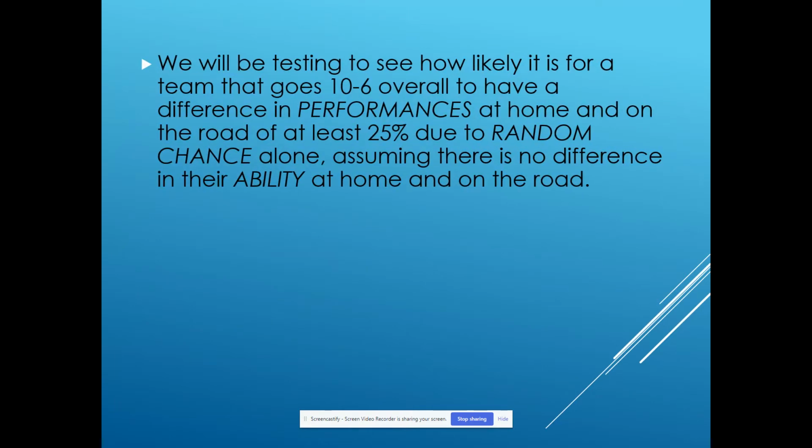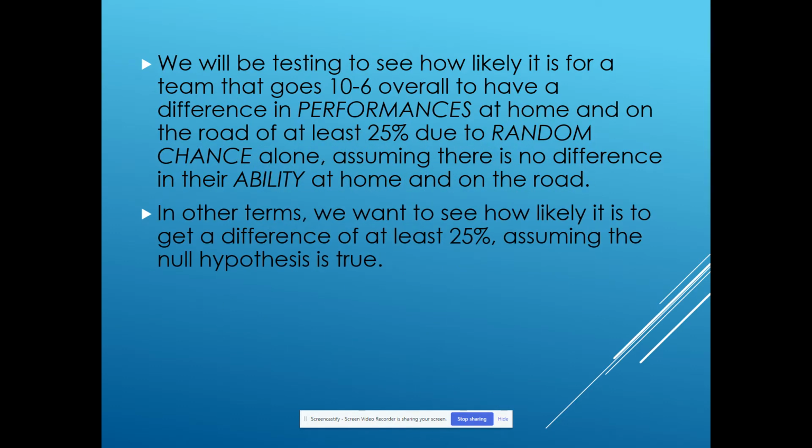We'll be testing to see how likely it is for a team that goes 10-6 overall to have a difference in performance at home and on the road of at least 25% due to random chance, because we have to assume the null, that there is no difference. So we want to see, at least 25%, how many times are we at or above that?